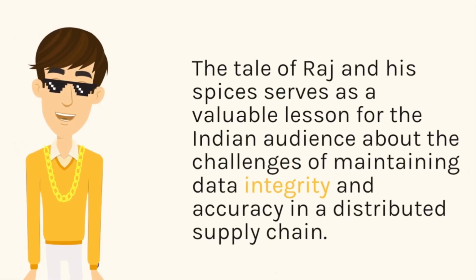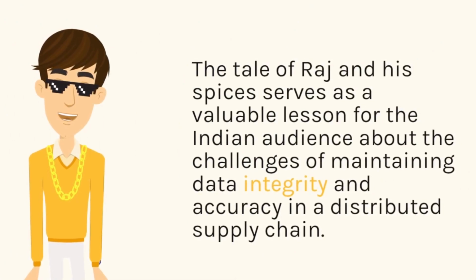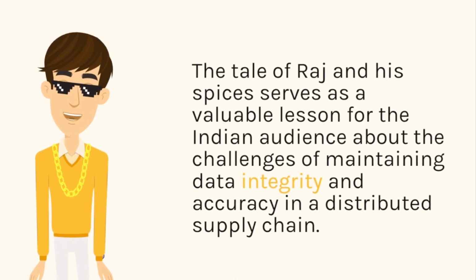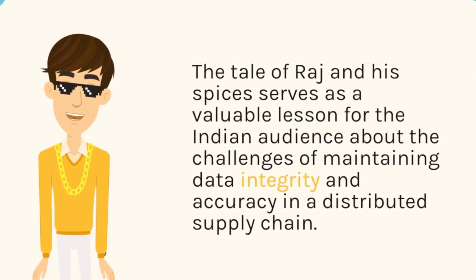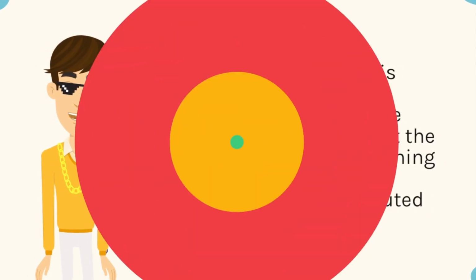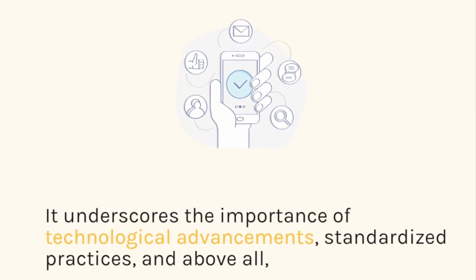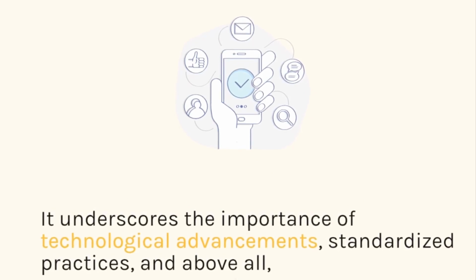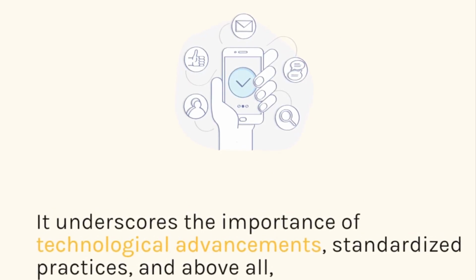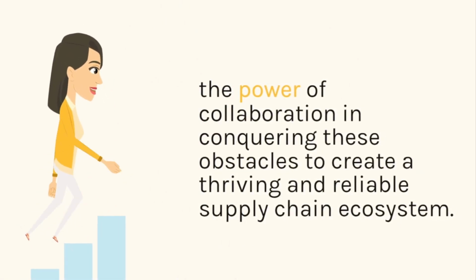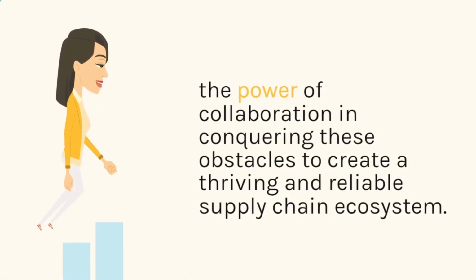The tale of Raj and his spices serves as a valuable lesson for the Indian audience about the challenges of maintaining data integrity and accuracy in a distributed supply chain. It underscores the importance of technological advancements, standardized practices, and above all, the power of collaboration in conquering these obstacles to create a thriving and reliable supply chain ecosystem.